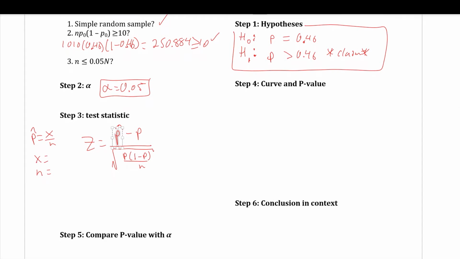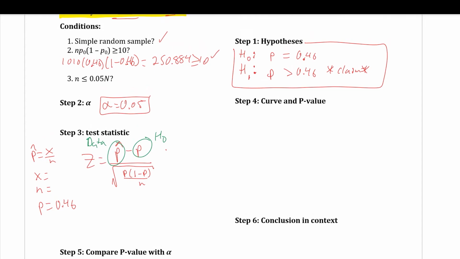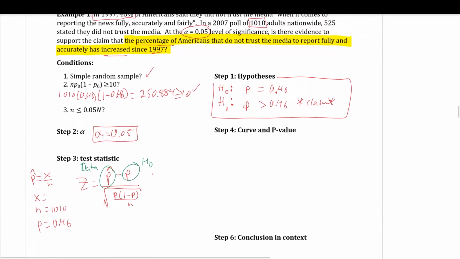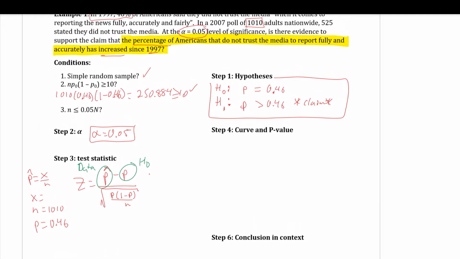And again, like I mentioned before, this comes from the null hypothesis. This comes from the sample data. The p0 comes from the null hypothesis. That is just the 0.46 that we see in step 1. And then down here in the denominator, we have a p0, 1 minus p0, and an n. And that's all listed here. All right, so what's our sample size again? That was what, 1,010? So there we go, 1,010. And then we just need to know x. X is those with the characteristic that we're looking for. In this case, those who do not trust the media. So we said that that was 525.